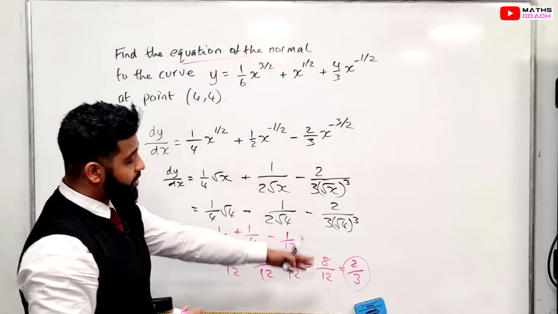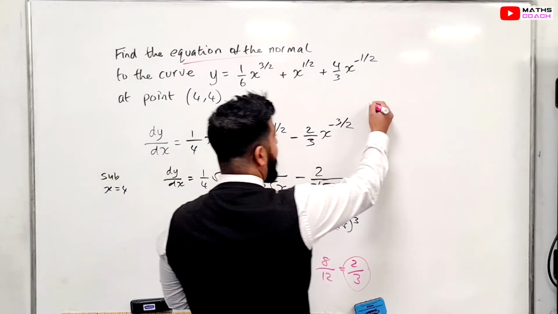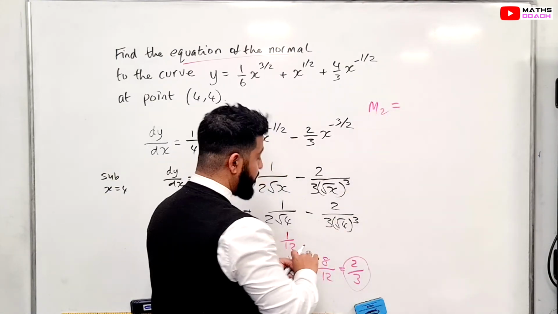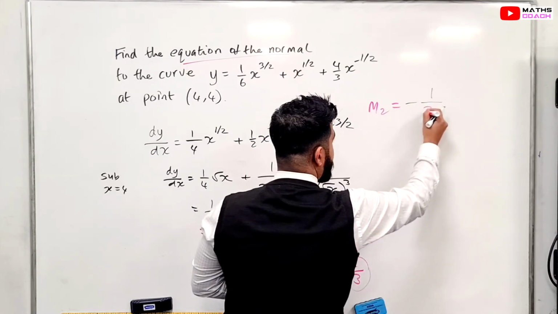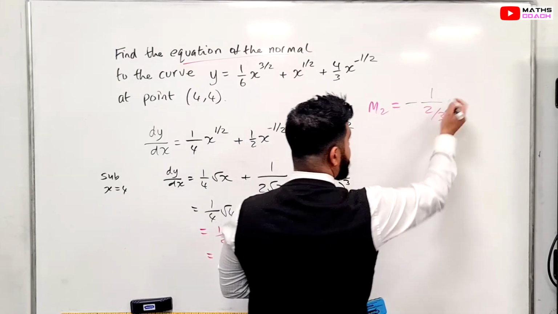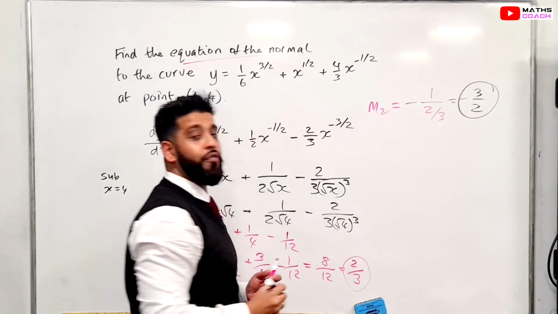However, this is the gradient of the tangent. The gradient of the normal is going to be the negative reciprocal. So the gradient I am looking for, m2, is going to be minus 1 over 2 over 3, which simplifies to minus 3 over 2. So this is the gradient of my normal.